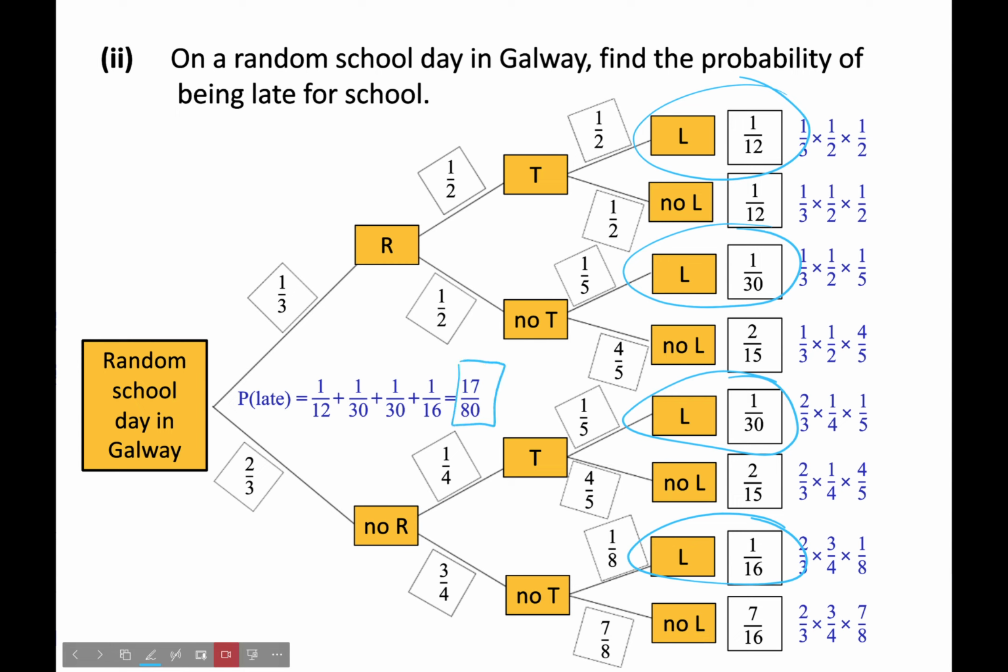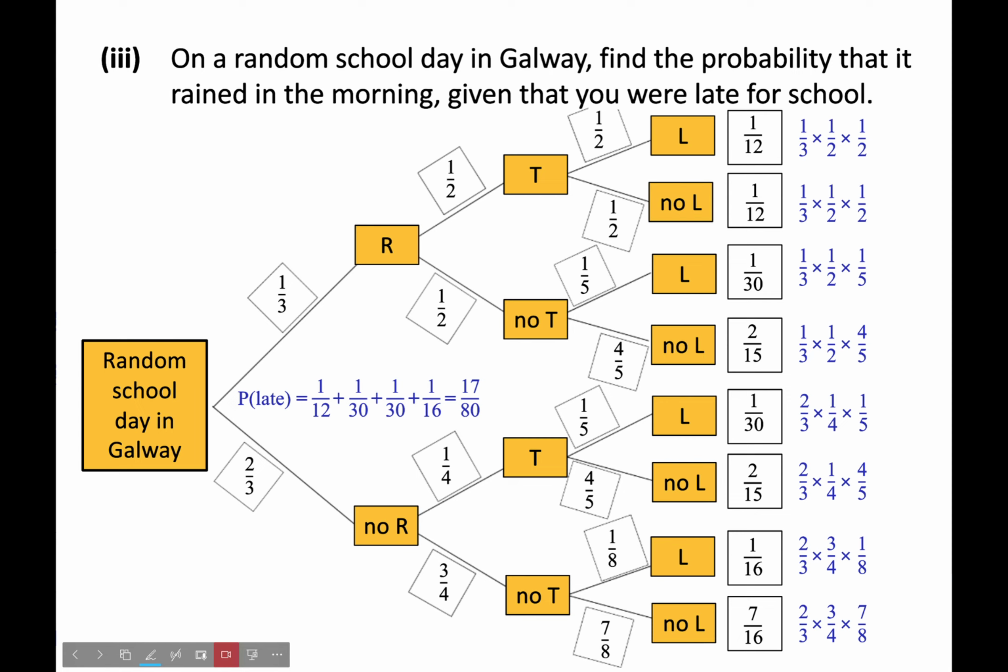So the probability of being late is equal to 17/80. And then it says, on a random day in Galway, find the probability that it rained in the morning, given that you were late for school. So the probability that it rained, given that you were late, is equal to the probability that it rained and you were late divided by the probability that you were late.